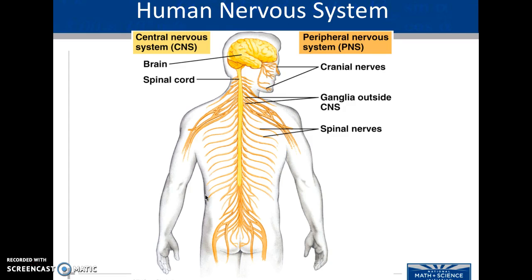The human nervous system is divided into 2 parts, the central nervous system and the peripheral nervous system. The central nervous system being the brain and spinal cord, peripheral nervous system being cranial nerves, which is all of the nerves that are in your face and process information, any ganglia, and spinal nerves, so anything branching off from our spinal cord.